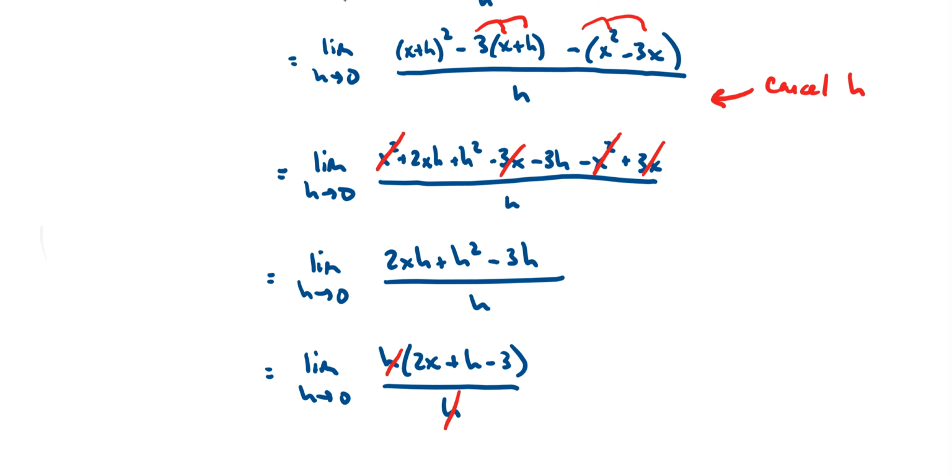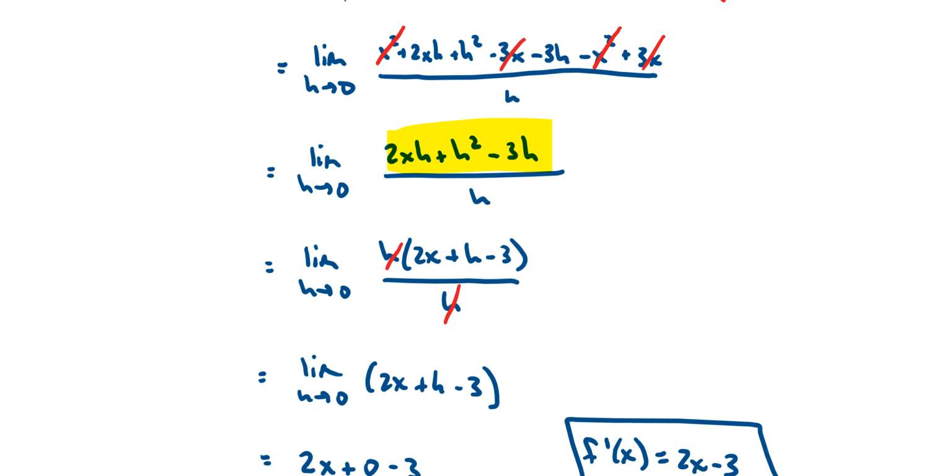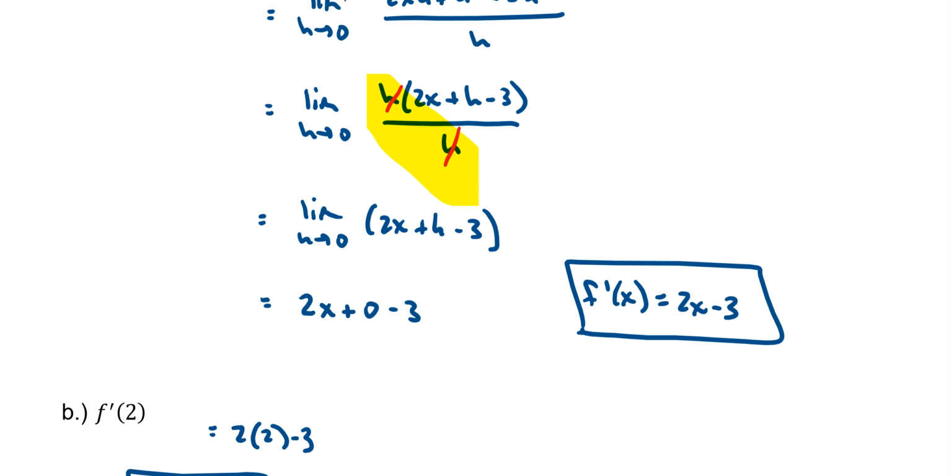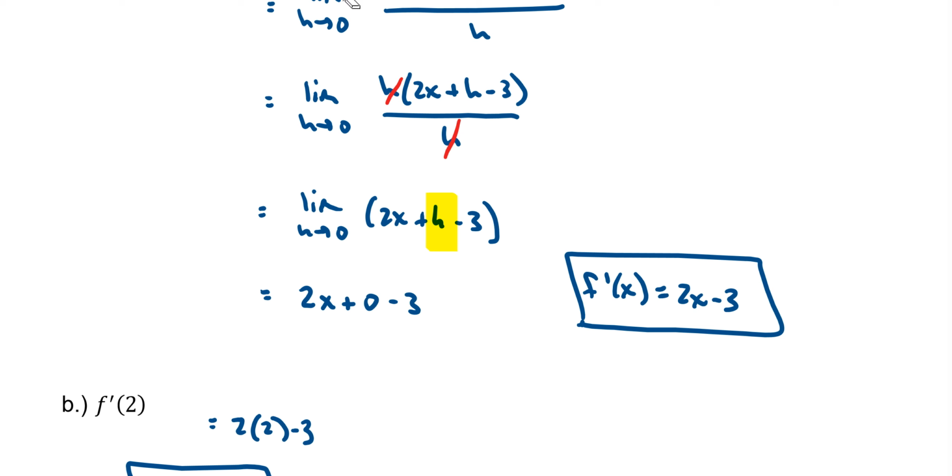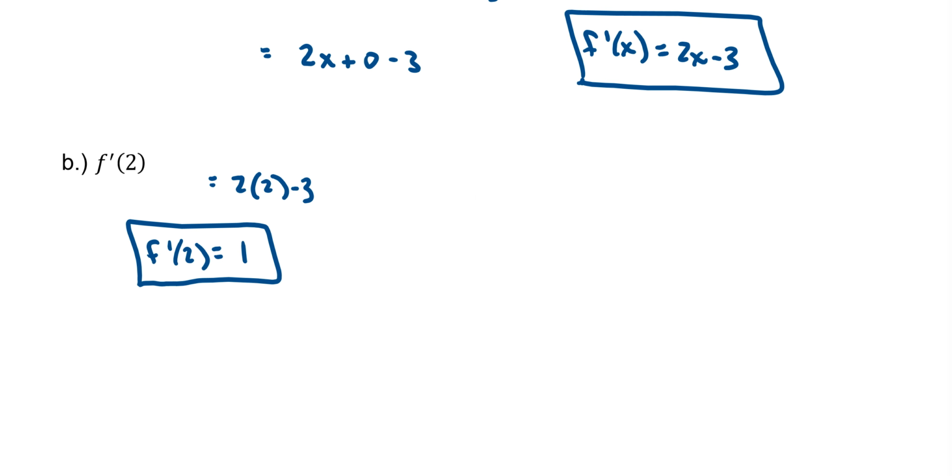Everything that's left over in the numerator will have an h. So you factor out the GCF, the h, and then cancel those h's. Then you do direct substitution into the h's only, and whatever's left over is your derivative function, and you can use that derivative function to find the derivative evaluated at any x value. So you don't have to do that process all over again.